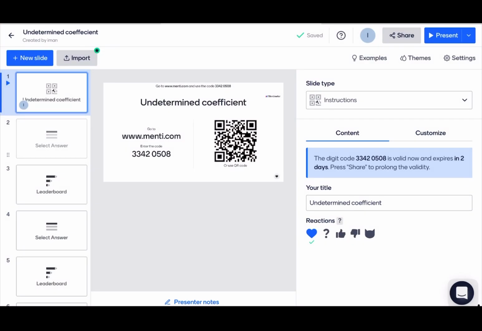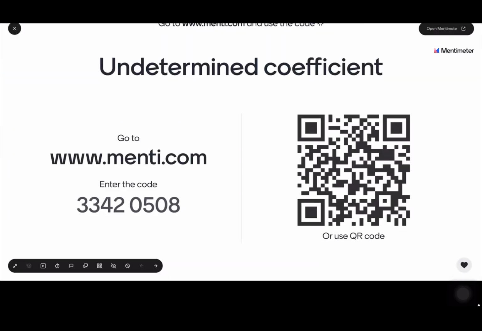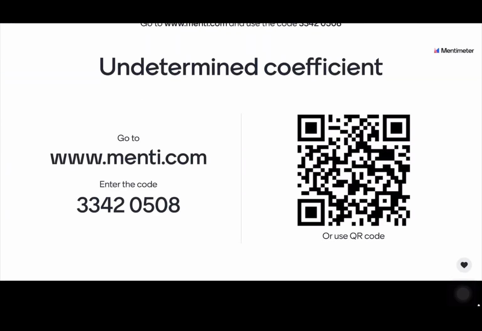Okay, this is about the undetermined coefficient. Hopefully you still remember how. I think I give 22 minutes for each question. I just have two questions.